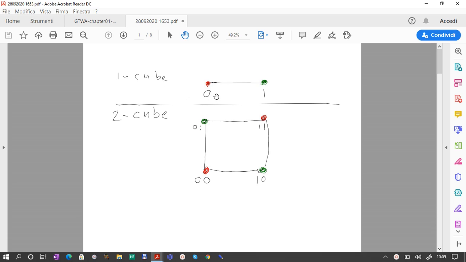This is the 1-cube, so one-tuples of 0 and 1, and they differ by one coordinate, so we join these two vertices by an edge. The 2-cube: tuples, pairs of zeros and ones, 0,0 and 1,0 differ by just one coordinate, and so they are joined by an edge. 0,0 and 1,1 do not differ by just one coordinate, okay? And so they are not connected by an edge, and so on and so forth.